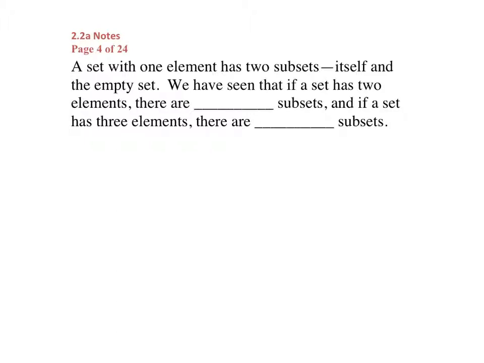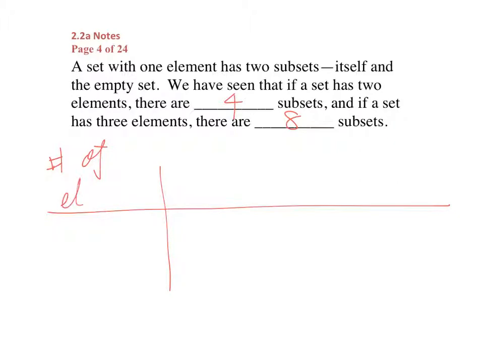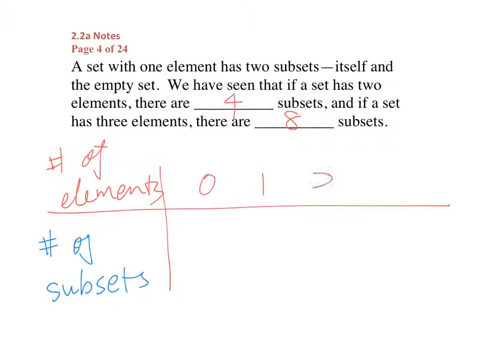We've seen that for the set with two elements, in one of the previous examples, there were 4 subsets. And if a set has 3 elements, there are 8 subsets. So if I lay this out in a table, on top I would write the number of elements in a set, and at the bottom, the number of subsets.